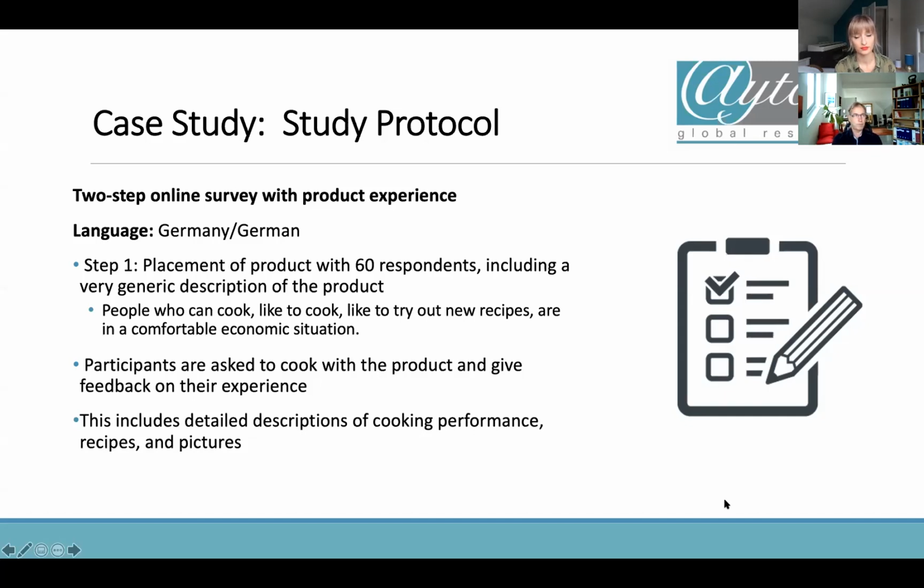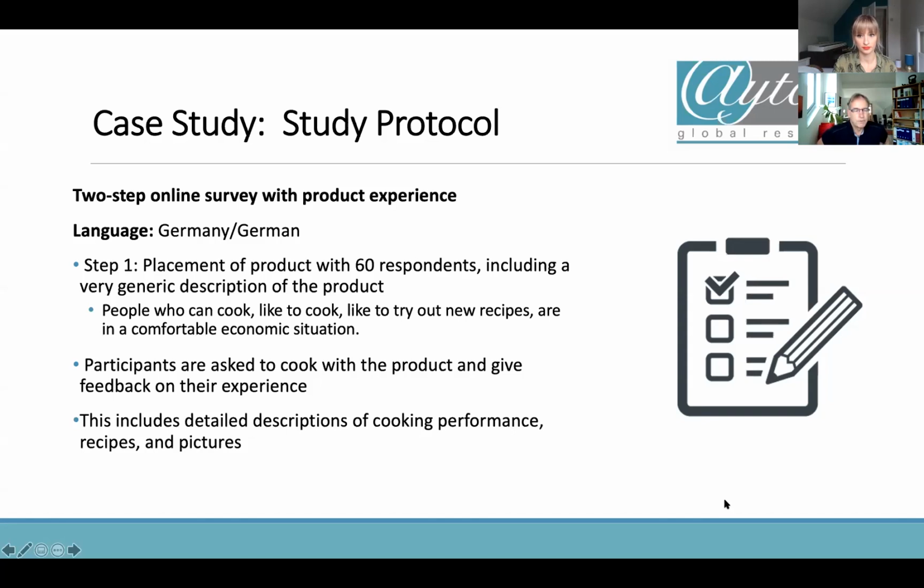So we asked them to take pictures of what they did, write recipes of how they prepared dishes with these products, and tell us what they really liked about the product and what they didn't like about the product. So a very, very open approach to understanding how people who are just confronted with a product without any kind of usage instructions, how they use it and how the product performed in the end.